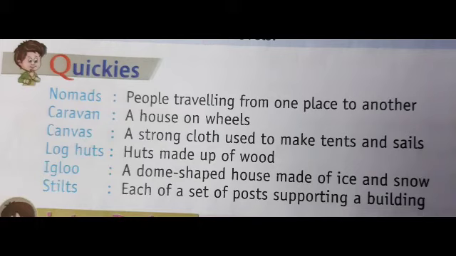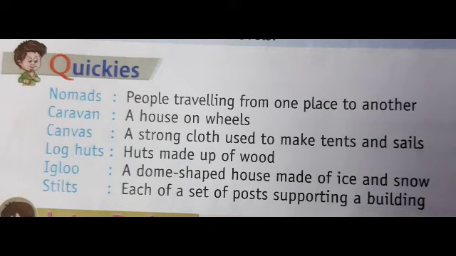Now let's see some word meanings from books. First word meaning is nomads. Nomads means people traveling from one place to another. Next is caravan. Caravan means a house on wheels. Next is canvas. Canvas means a strong cloth used to make tents and sails. Next is log huts. Log huts means huts made up of wood.